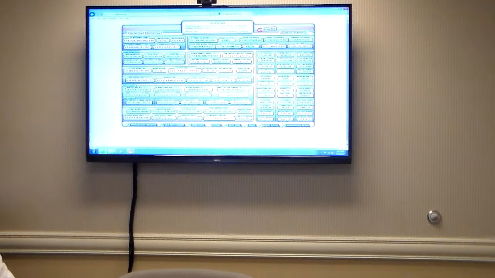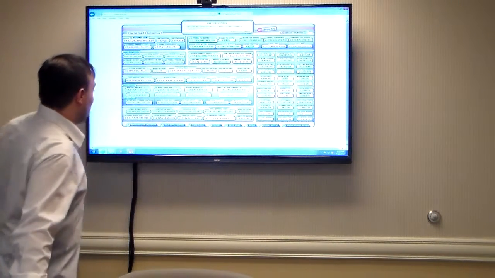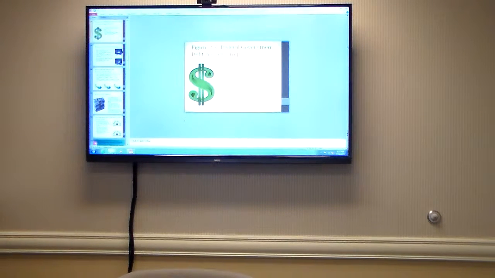Medicare, Social Security, Defense, War, income security, net interest on debt. Crazy to look at this, and if you can't see this, this is at usdebtclock.org. Just the key thing that I want to note, debt per citizen is $57,027. So it's interesting when you take a look at that. So I'll continue from this slide.